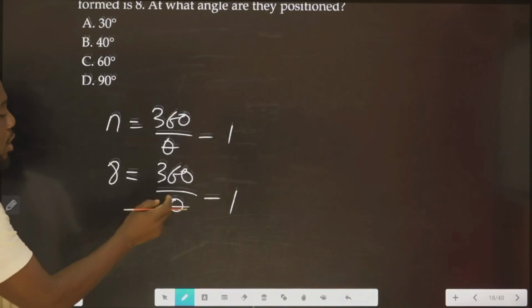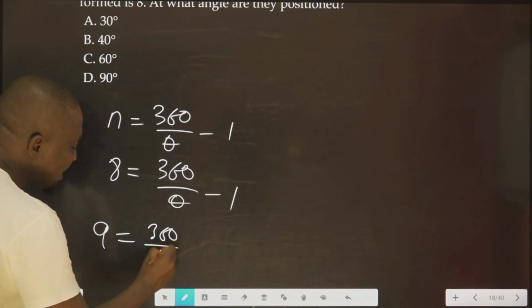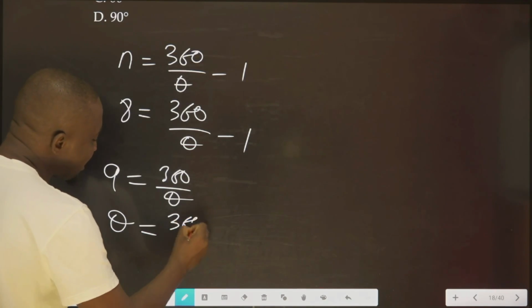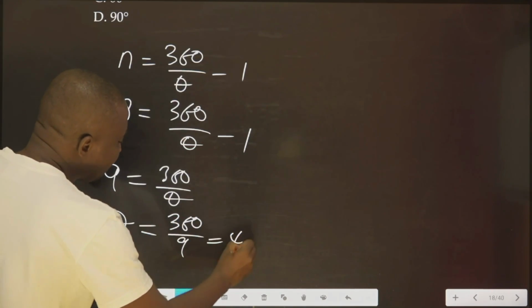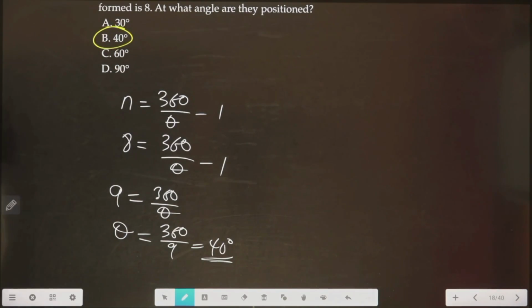Now we are looking for this. We move this to this side. We have 9 equals 360 over theta. You agree with me? Theta, therefore, equals 360 over 9, which is 40 degrees. You divide this. So the answer here is B. Okay? B is the answer.